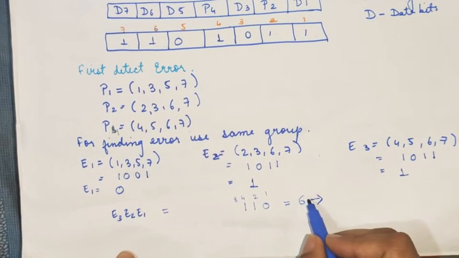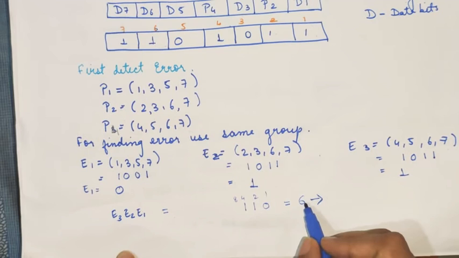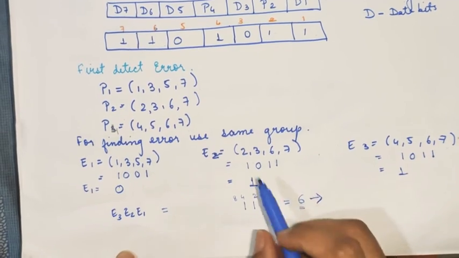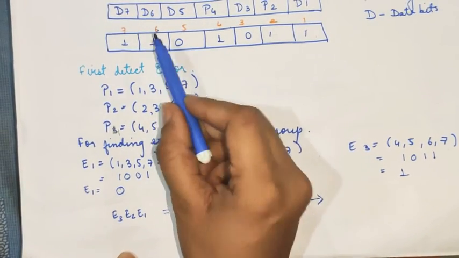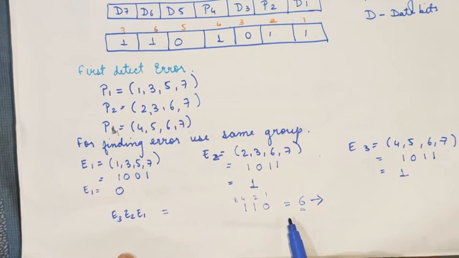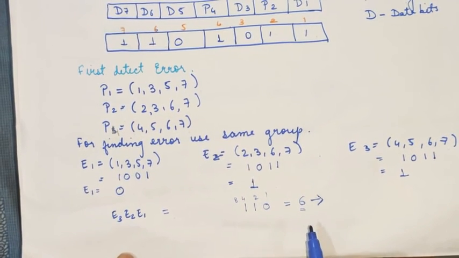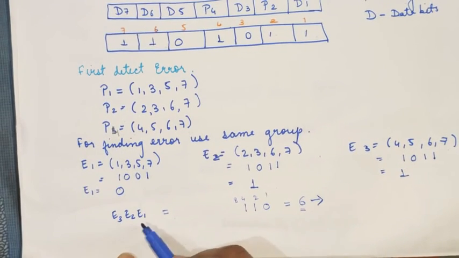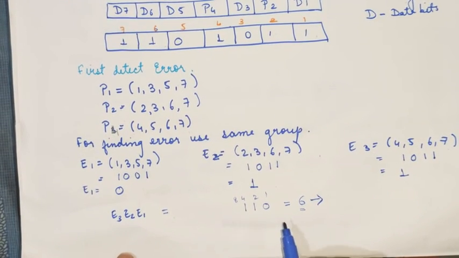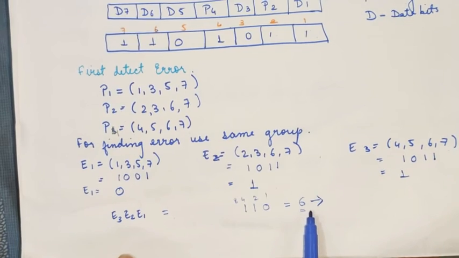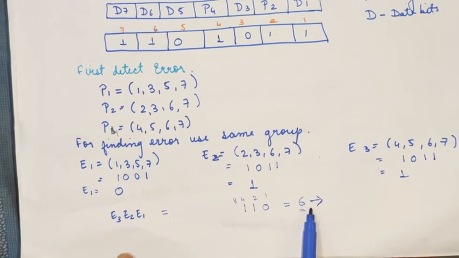If it is 0, it means there is no error, but if it is some other value, it means the error is at that particular position. So we are getting the value 6, meaning the error is at the 6th position. So we can say the code that we have received has an error. If E1, E2, E3 is 0, it means there is no error and the code is error free. Till here we have just detected an error: there is an error at the 6th position.